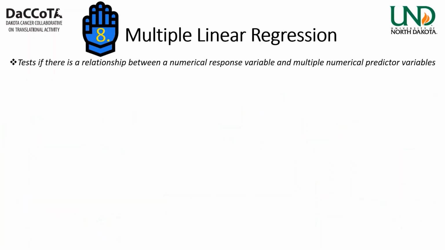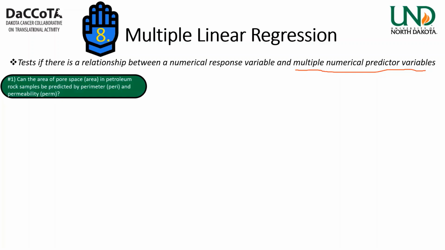Okay, so multiple linear regression. Here we can have multiple numerical predictor variables. Again, sort of the logical extension. If you can have multi-way ANOVA, why not have multi-way linear regression? Why not? Yeah, exactly. So let's do it.